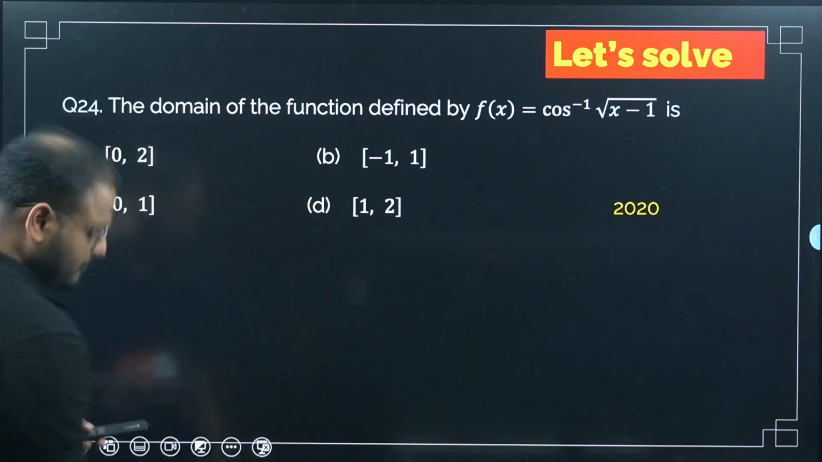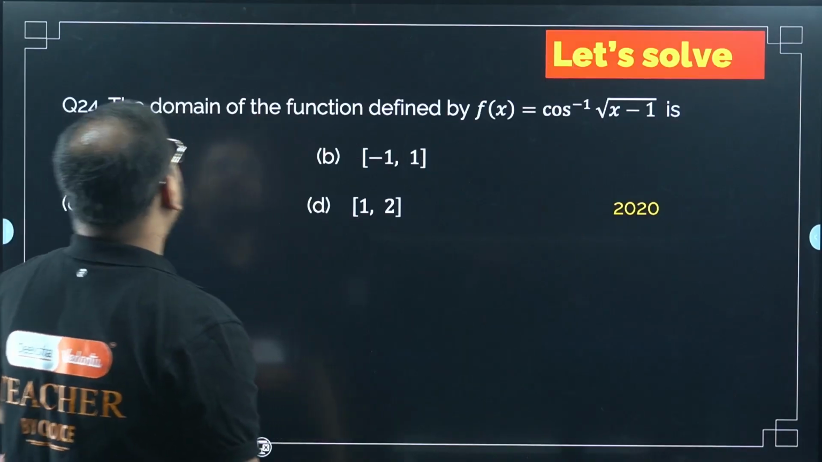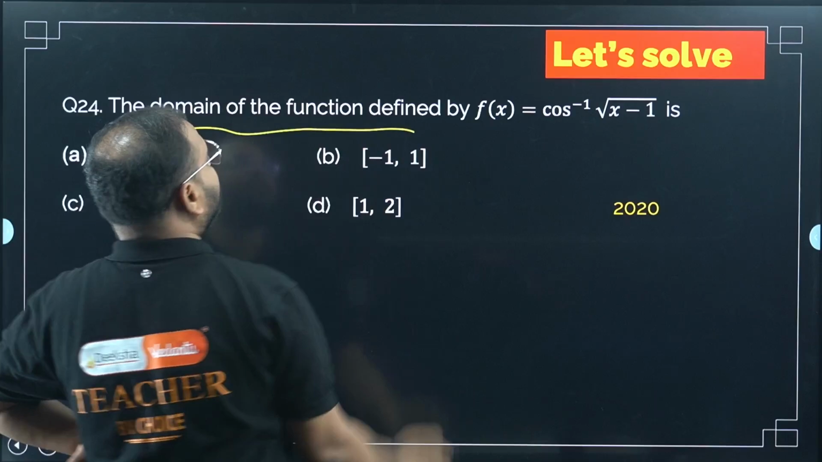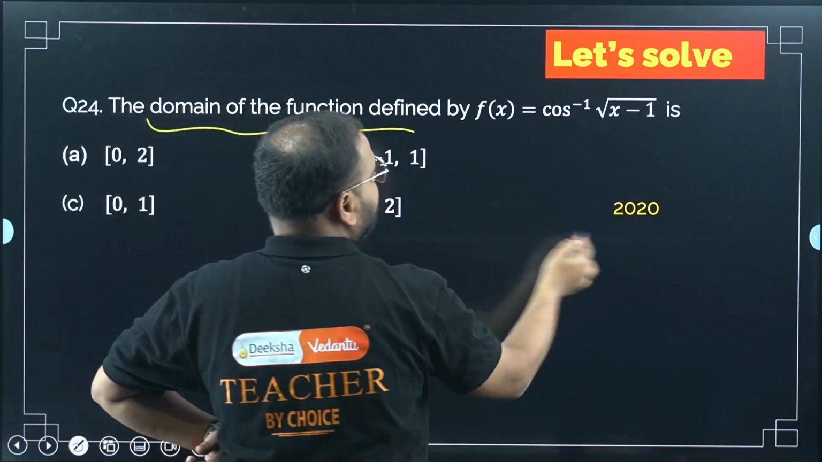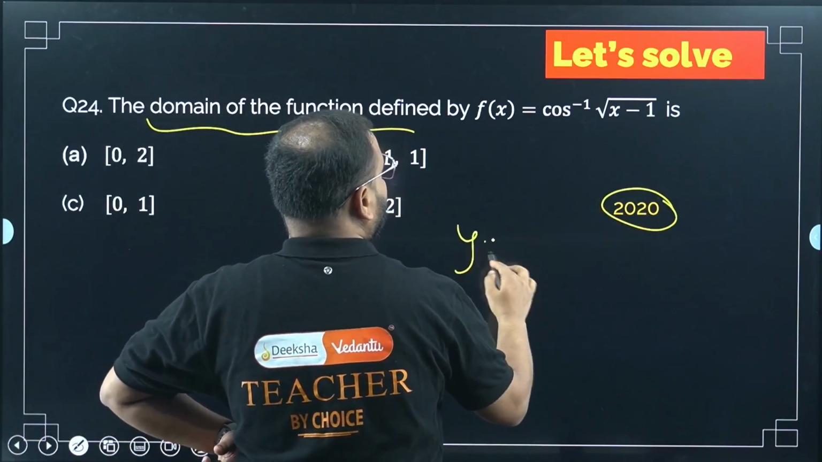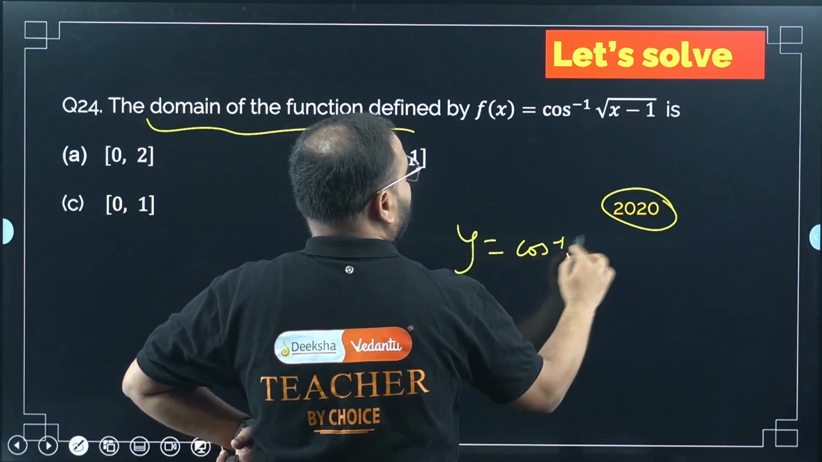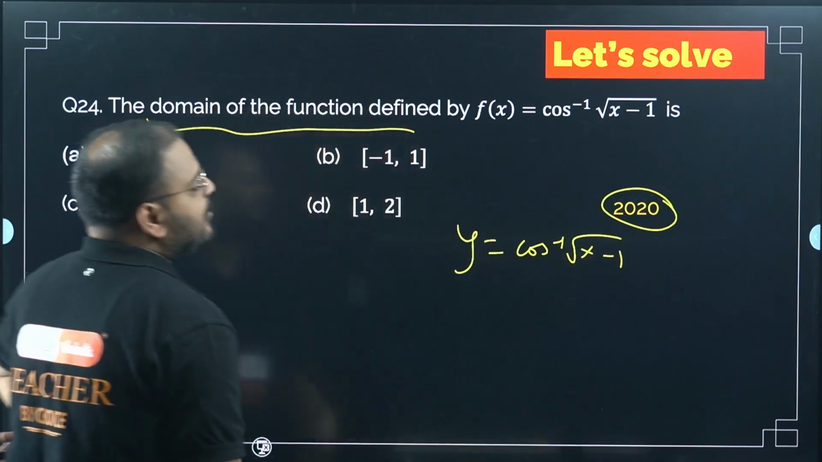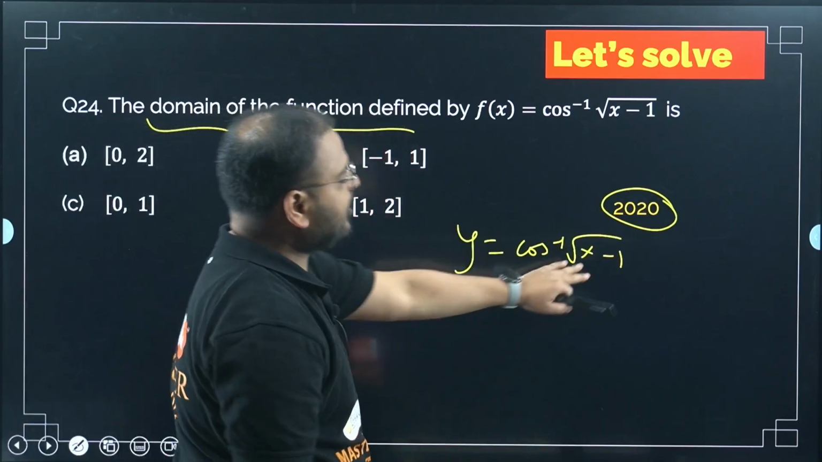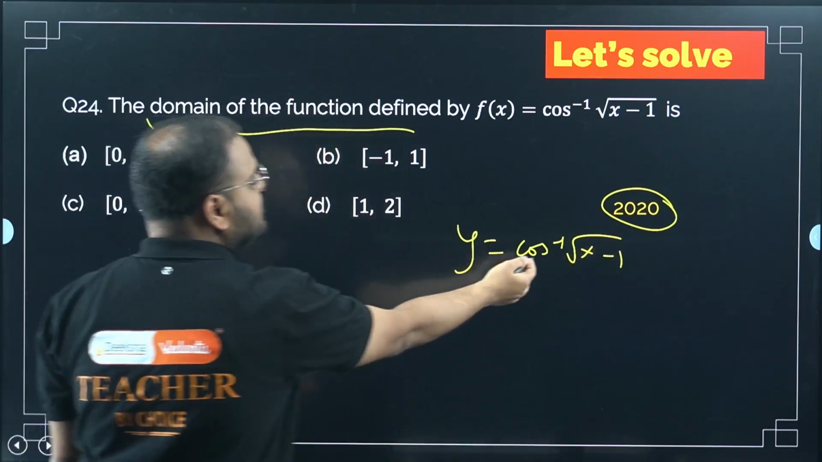Okay. Alright, sir. What about this? The domain we have to find. Domain of the function defined like this. What's the function given as? Asked in 2020. Y equal to cos inverse of root of x minus 1. Forget about cos inverse, forget about root of x minus 1. Right now, what is the cos inverse domain?